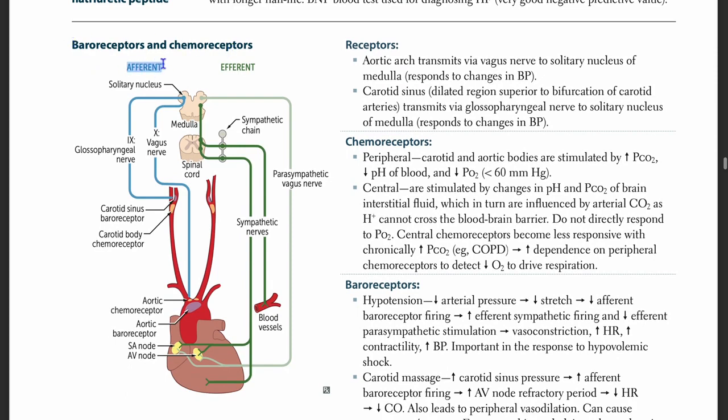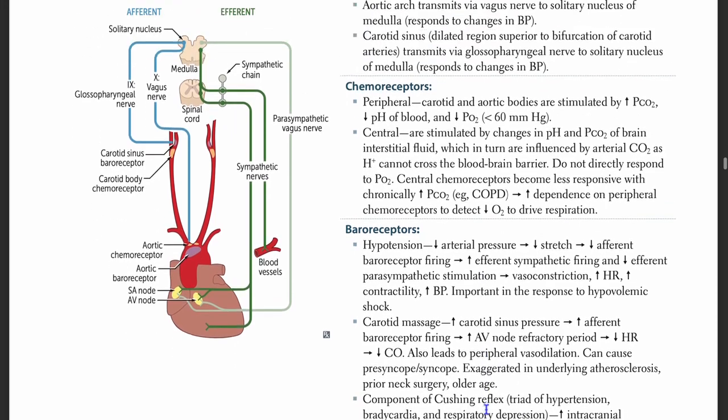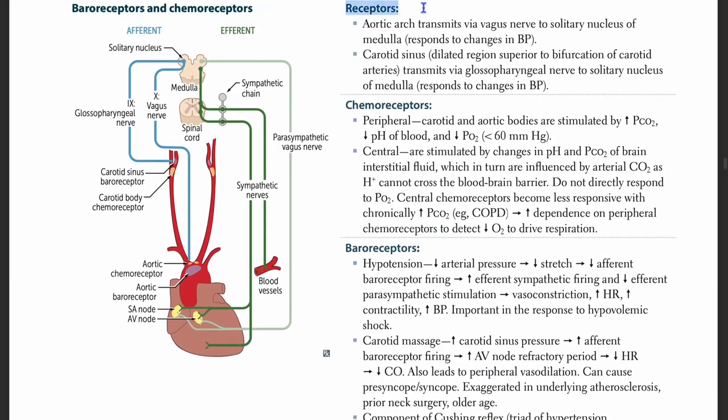Baroreceptors and chemoreceptors, so afferents and efferents. This is an important thing as well because they test a lot about your understanding on this whole thing. So I'll go through this, and if I feel like there's something to fill in, I'll do that. Receptors. So you have aortic arch, transmits via vagus nerve. So that's the aortic arch. This is the vagus nerve, 10th nerve, and this is an afferent one. So aortic arch transmits via vagus nerve to solitary nucleus of medulla. Responds to changes in BP.